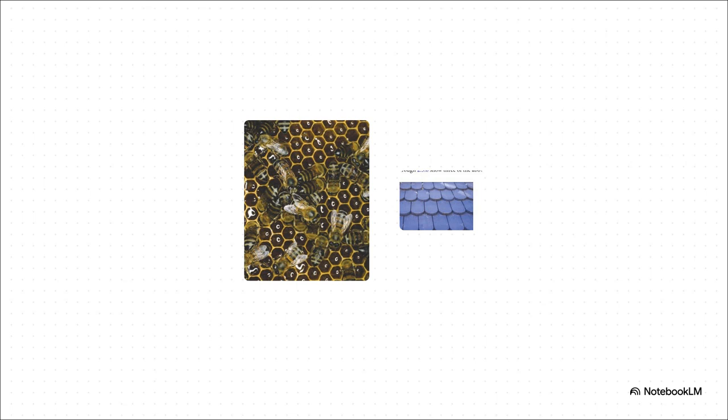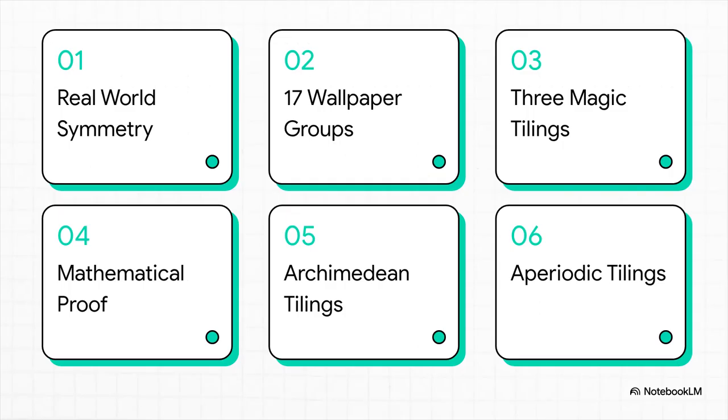It all boils down to an innate drive toward efficiency and symmetry. These are prime examples of grounding abstract geometry right into everyday reality. They're essentially solutions to a very specific spatial problem. How do you cover a flat surface continuously without leaving any gaps? So, here's our roadmap for today. We're going to look at symmetry in the real world, the 17 wallpaper groups, the 3 magic tilings, the mathematical proof behind them, expanding with Archimedean tilings, and finally, breaking rules with aperiodic tilings.